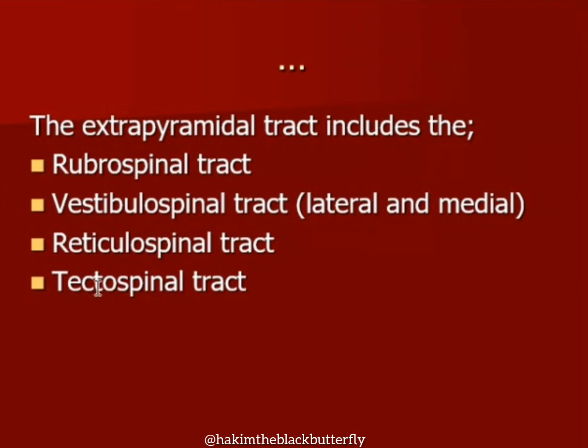So those are the major divisions of the descending tracts: the pyramidal and the components under pyramidal, the extrapyramidal and the components under extrapyramidal. The pyramidal controls voluntary muscle activity for the head and neck, that is the corticobulbar, and for the rest of the body, that is corticospinal. Whereas the extrapyramidal controls involuntary muscle activity and balance. And under extrapyramidal, we have the rubrospinal, vestibulospinal, reticulospinal, and tectospinal. And we are going to look at them and what each of them does.